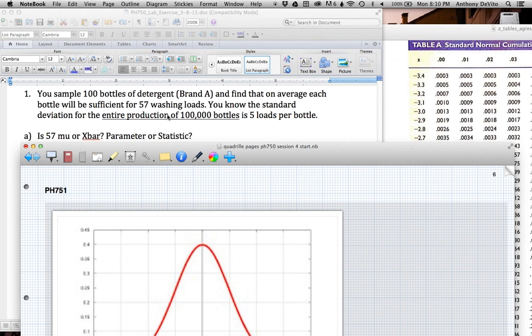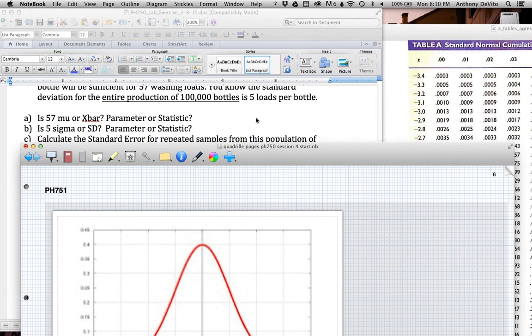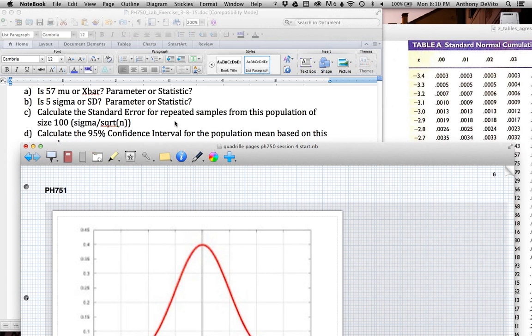Okay. The standard deviation for the entire production of bottles is 5 loads per bottle. Is that sigma or SD? Which one is it? Sigma, right? You see a sigma because I said it's for the entire production line, the entire population of bottles. Mu and sigma are parameters, and x bar and SD, or standard deviation, are statistics.